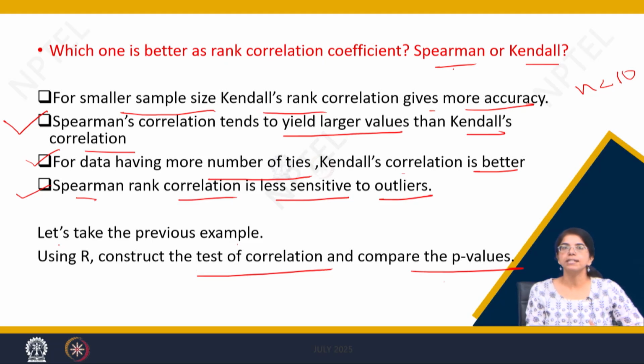An alternative hypothesis may be made as per your question. It might be tau greater than 0, tau less than 0, or Kendall's tau not equal to 0. So I will request all of you to fix one example and for that example construct the test of correlation with Spearman rank correlation as well as with population Kendall's tau, and make a comparison of the corresponding p-values. Thank you.